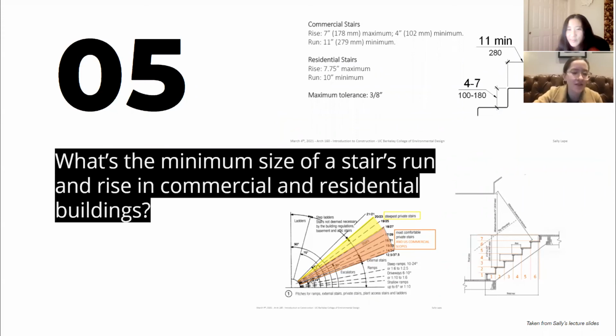Great. Question number 5. What's the minimum size of your stairs run and rise in commercial and residential buildings? When talking about commercial buildings, the rise has to be a minimum of 4 inches and up to 7 inches maximum. Now the run has to be a minimum of 11 inches. Now in residential buildings, the rise is 7.75 inches maximum and the run is 10 inches minimum. And there's a tolerance of 3/8 of an inch.